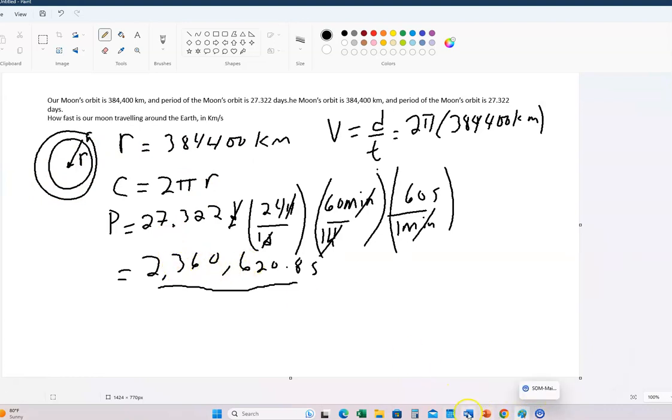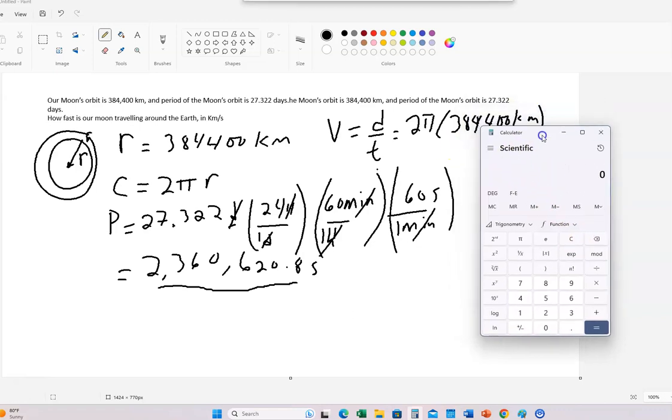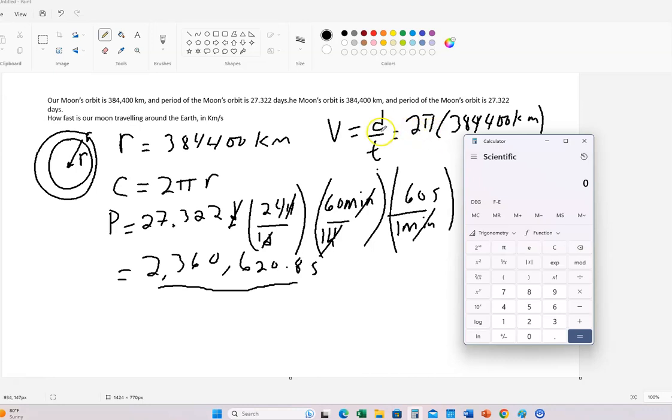So here we go. Let me get my calculator again. I don't really want to retype that number, so I'm going to store it. There it is, the 2 million. If I hit memory recall, see that? I'm about to do that in just a moment. Let me move this over and get the distance. It's going to be 2 times pi times 384,400. That's the distance that it travels.